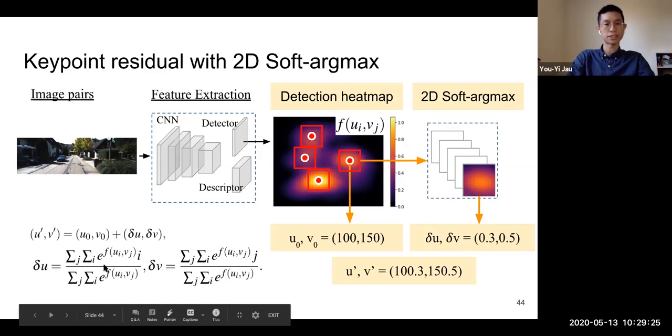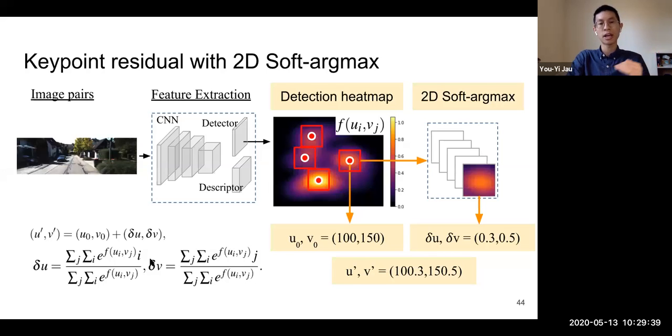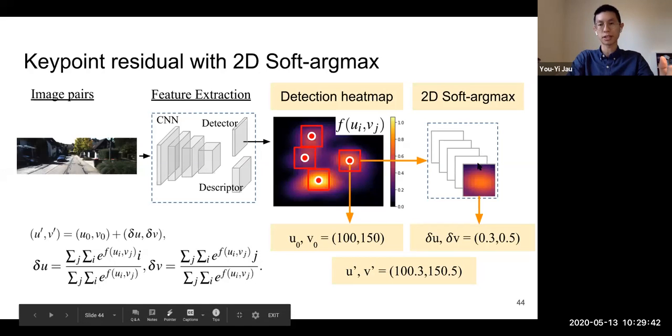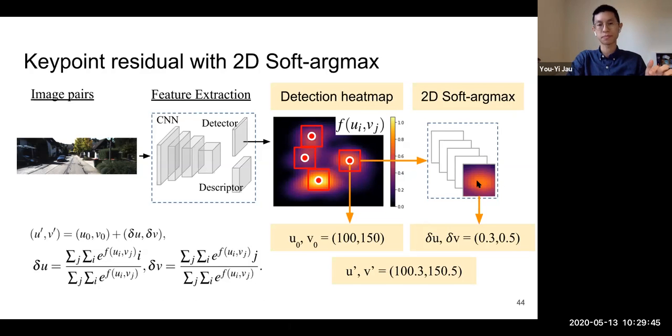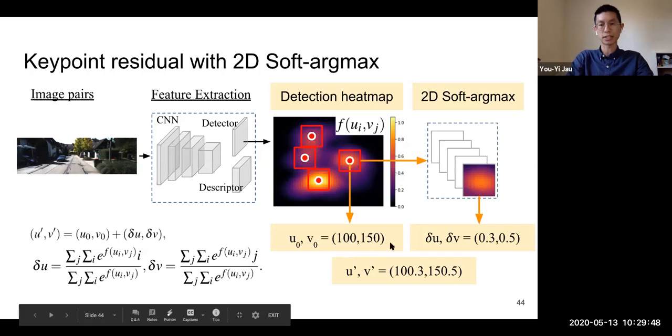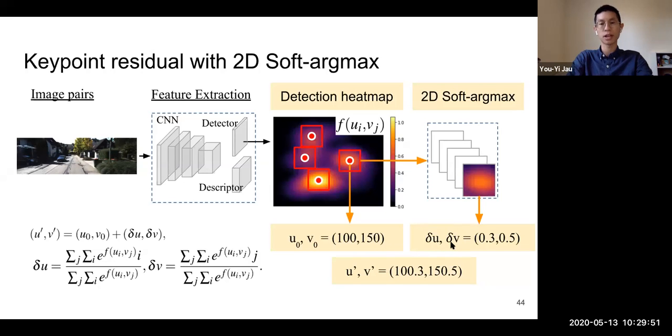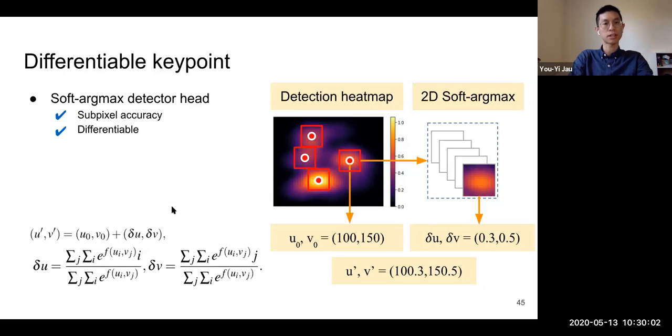The soft argmax module has a similar idea to softmax. We have an exponential term here and normalization here, but it is weighted by the offset i for the X direction to get the delta U, and j for the Y direction within the patch to get the delta V. So this equation makes delta U, delta V differentiable. And the loss and gradients come through this delta U, delta V and optimize the feature extraction module. Okay, we now have pixel accuracy and differentiability.